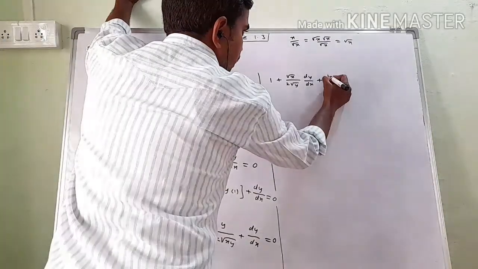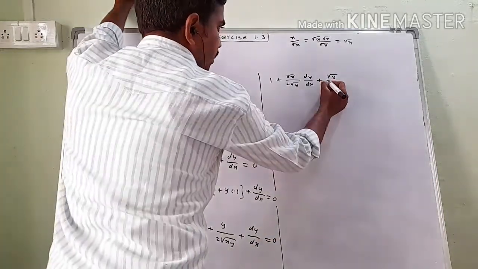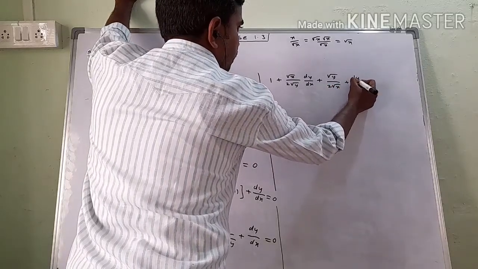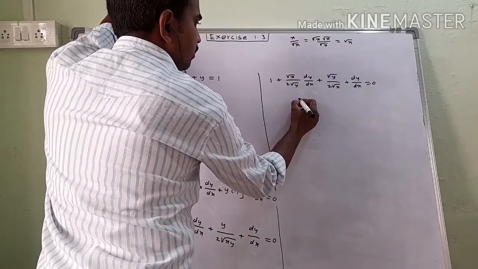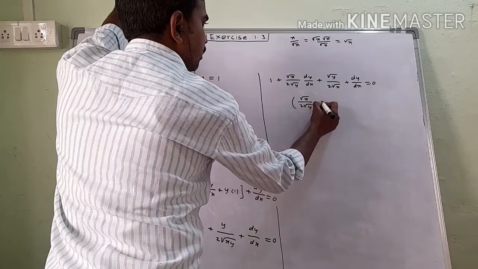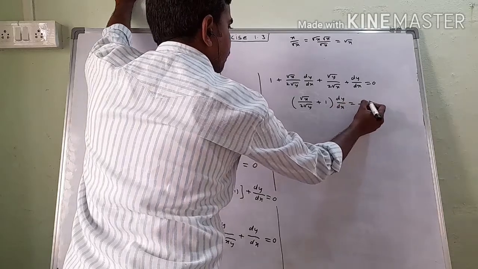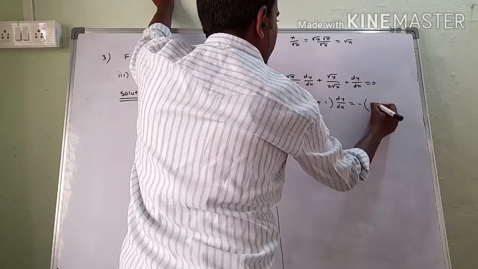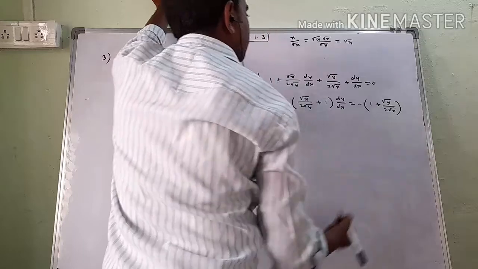So here we get root y divided by root x, last term d/dx equal to 0. Now we will collect the terms of dy/dx, therefore we get (root x divided by 2 root y plus 1) into dy/dx equal to minus all terms on the right side, minus will be common, (1 plus root y divided by 2x).